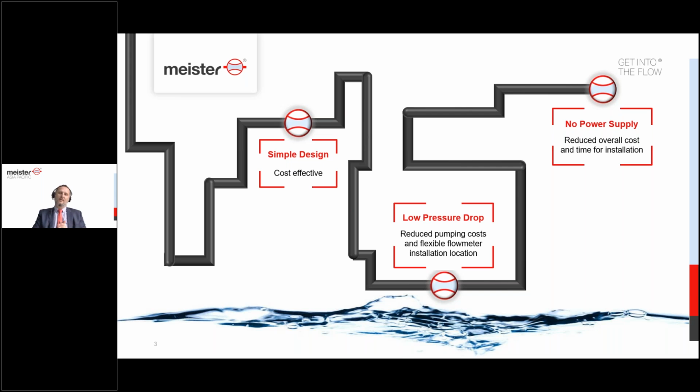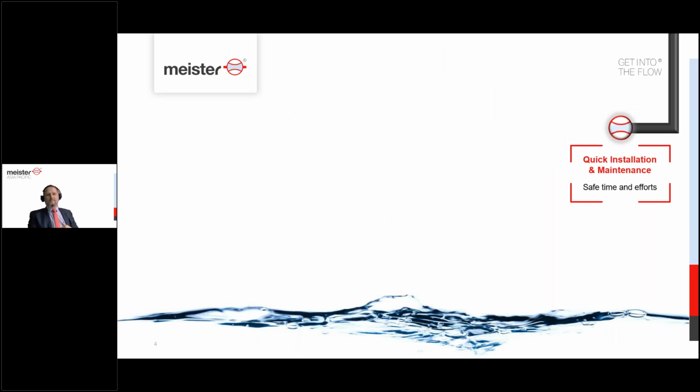Another advantage of our variable area flow meters is that we do not need a power supply. That results in a reduced overall cost and time for installation, because our flow meters work with basic physical principles only. It's gravity or spring force, which brings the flow down and makes accurate flow reading possible. A quick installation and maintenance is another advantage of such variable area flow meters, because it is really plug and play only. There is no parameterization which you would have to do up front to make it running. It's plug and play, screwing it into the pipe, and immediately you can read out the flow from the flow meter directly. So that saves time and efforts.